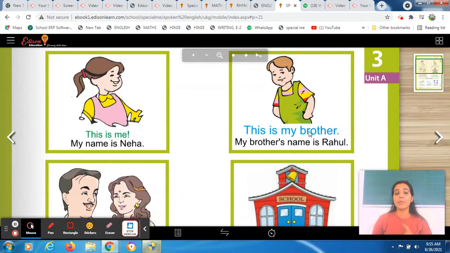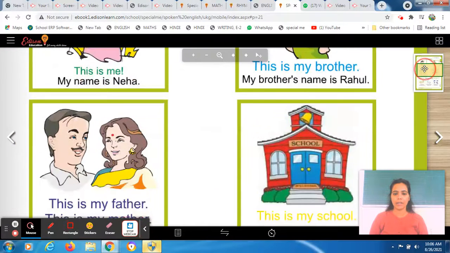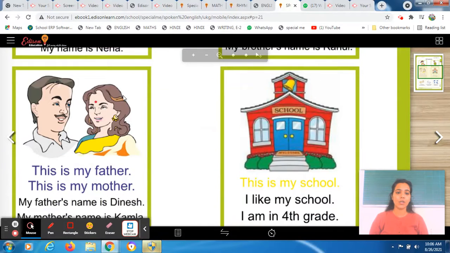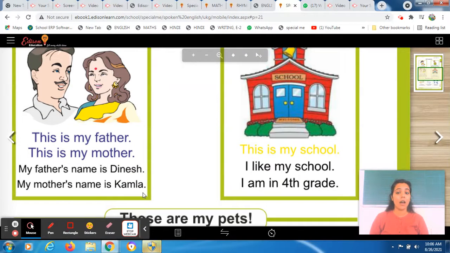So this is my brother. So the girl is telling about her brother, that this is my brother. This is my brother. My brother's name is Rahul. So she is giving the introduction about her brother also. Okay, now we are talking about the next picture. As you see in the next picture, the girl named Neha is talking about her parents. She said, "This is my father, this is my mother." Then she will say, "My father's name is Dinesh, my mother's name is Kamla."